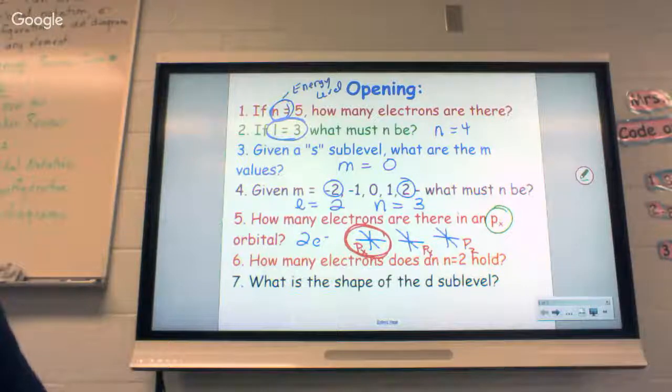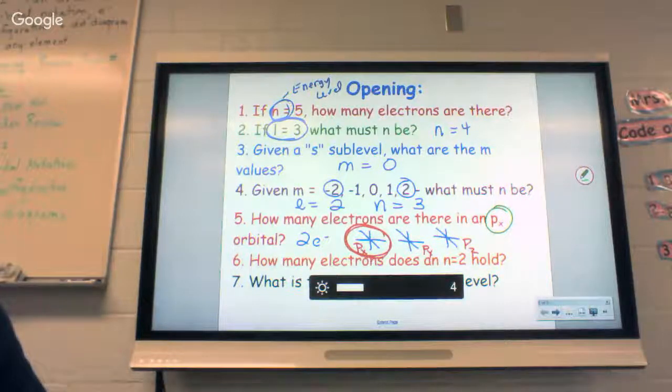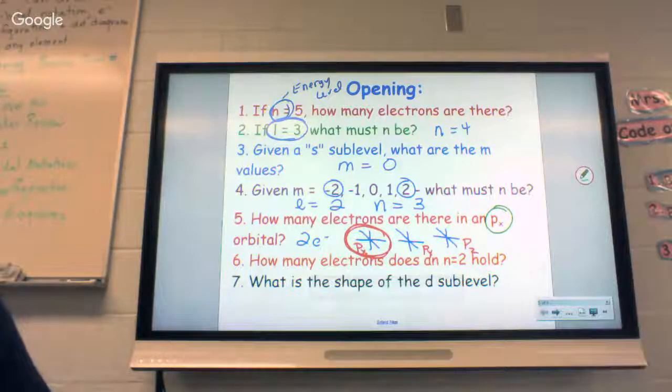One. It doesn't matter that there's a 4 in front of it. It's just an s. We're going to work on that today when we do orbital notation, but any s has one orbital regardless. Which one is lower in energy, a 2s or a 3s? 2s. Which one is bigger, a 4s or a 2p? 4s.